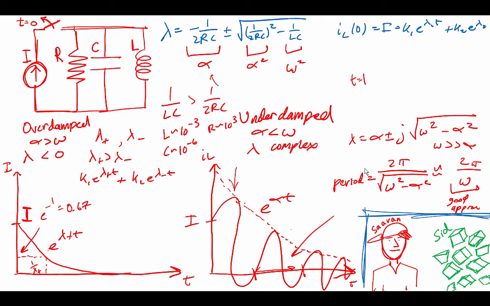If I wanted purely oscillatory behavior, what we want to do is make our alpha value equal to 0, right? Because that represents the real component, or the decay component. So to make alpha equal to 0, what you'd actually want to do is pull out your resistor and make it an open. For R open, you have purely oscillatory behavior.